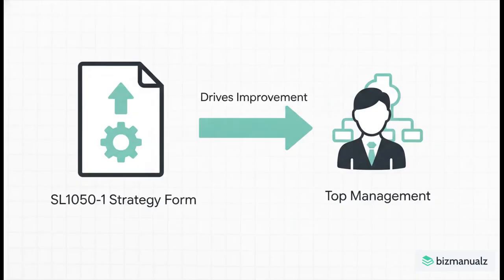To make those responsibilities totally actionable, the manual includes two really vital forms. The first one is the SL1050-1 Customer Complaint Feedback Strategy Form. This is the specific tool that top management uses. It basically ensures leadership isn't just paying lip service to customer service, but they're actively strategizing and driving continuous improvement straight from the top down.